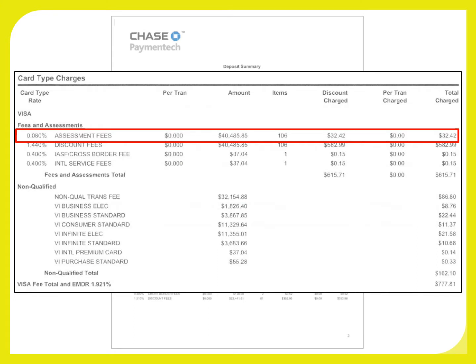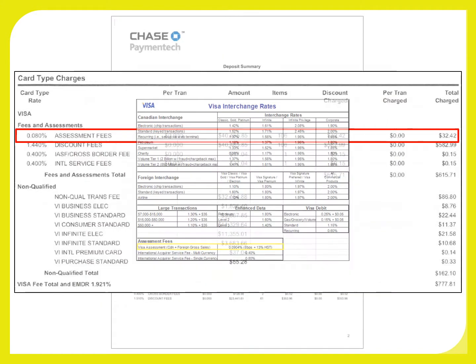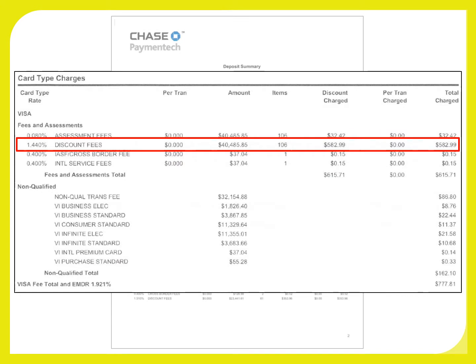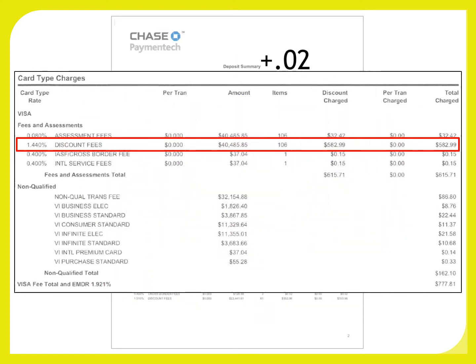In the highlighted area, you'll see your assessment fees. This is a part of interchange and must be paid by every merchant. Next, you have the discount fees. This is the base rate charged by the processor. As you can see on the interchange table, there's a markup of 0.02%.